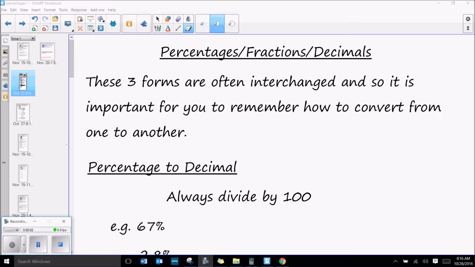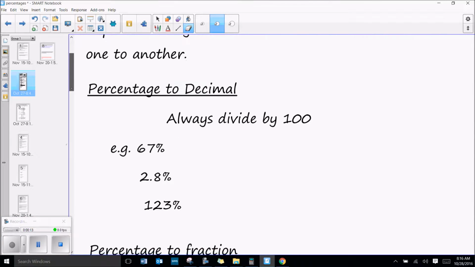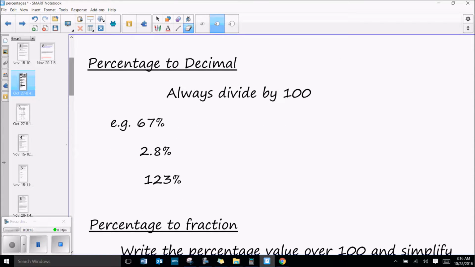Percentage, fractions and decimals. These three forms are often interchanged, so it's important for you to remember how to convert from one to another. Percentage to a decimal. You just need to divide these values by 100. We know that dividing by 100 means we move the decimal point back 2 places. So 67 has its decimal point here. Moving it back 2 places becomes 0.67.